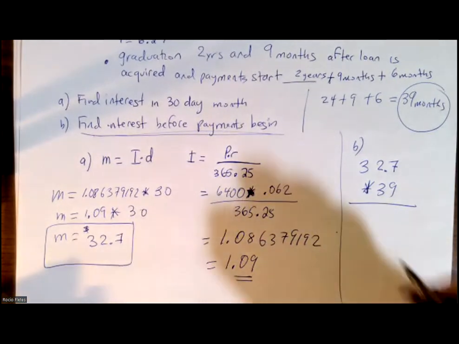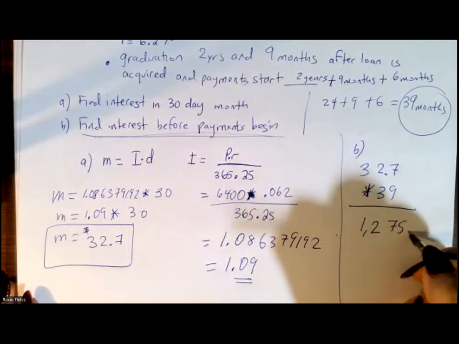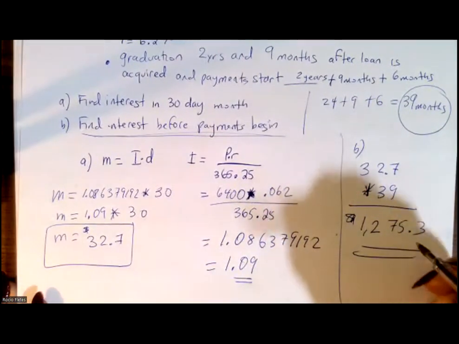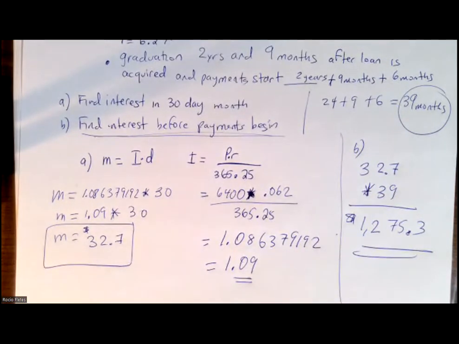And this is just the interest that's going to accumulate: 1,275.3. So this is how much interest will accumulate in 1 month. Okay, so that's part B. That's question number 1. This is a very good question. Please do go over it. Try to master this question because we all need to be familiar with how this works.